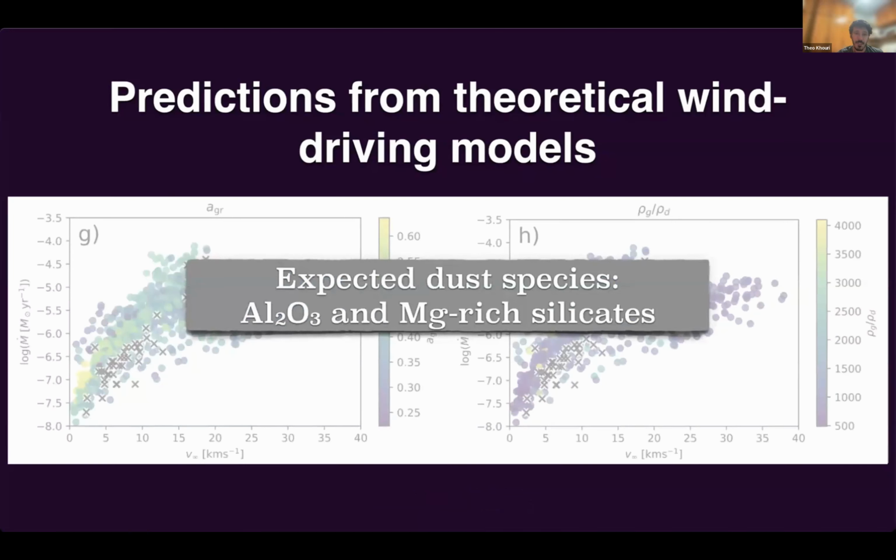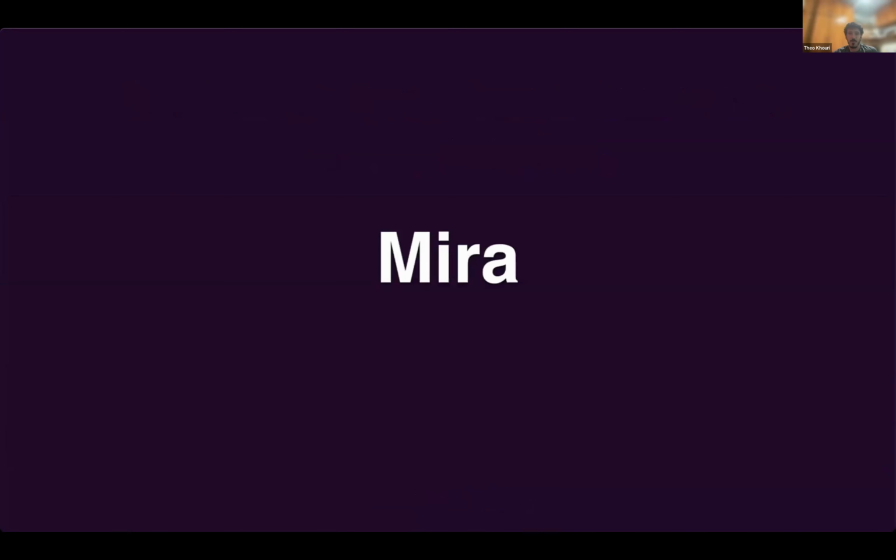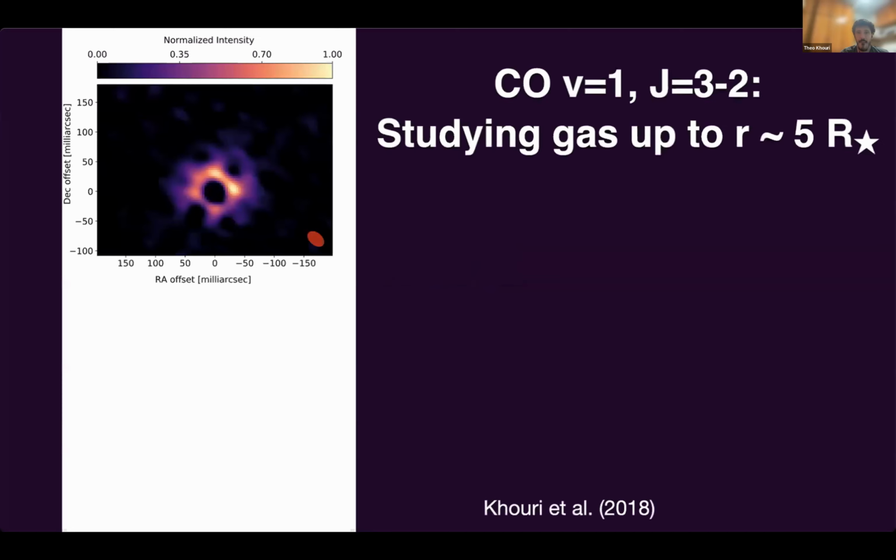The main species that we expect to see are aluminum oxides and magnesium-rich silicates, and it's fairly well accepted that in order to drive the wind, you need the silicates to form, because otherwise the dust is just not abundant enough. Okay, so I'm going to talk about two stars only, Mira and R Dor, and about some results that we published in 2018 and 2024, and then I'm going to show some new data with ALMA, which I think are really cool. There are not many results in the second part, it's just some new data.